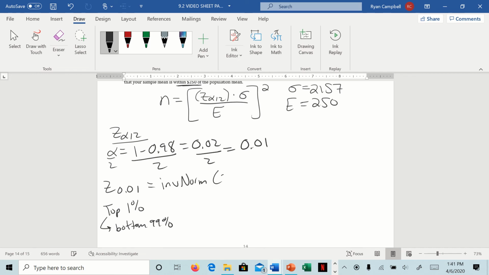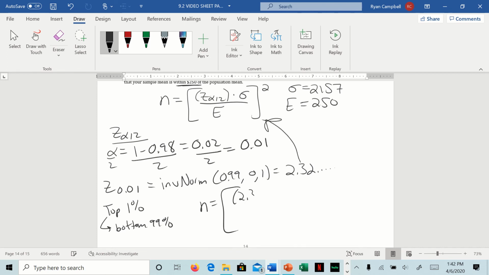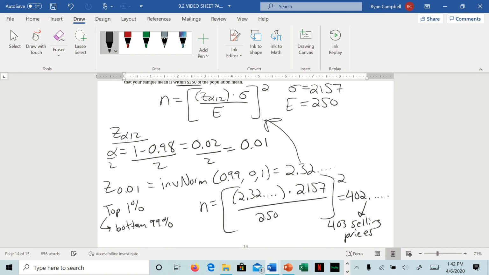So inverse norm of 0.99, and you end up with 2.32 and so on. Make sure to put the entire value into your formula. So 2.32 and so on times 2157 divided by 250. When you square that giant number, you end up with 402 point something. Since we always round up, that ends up with 403. So we need to look at 403 selling prices.